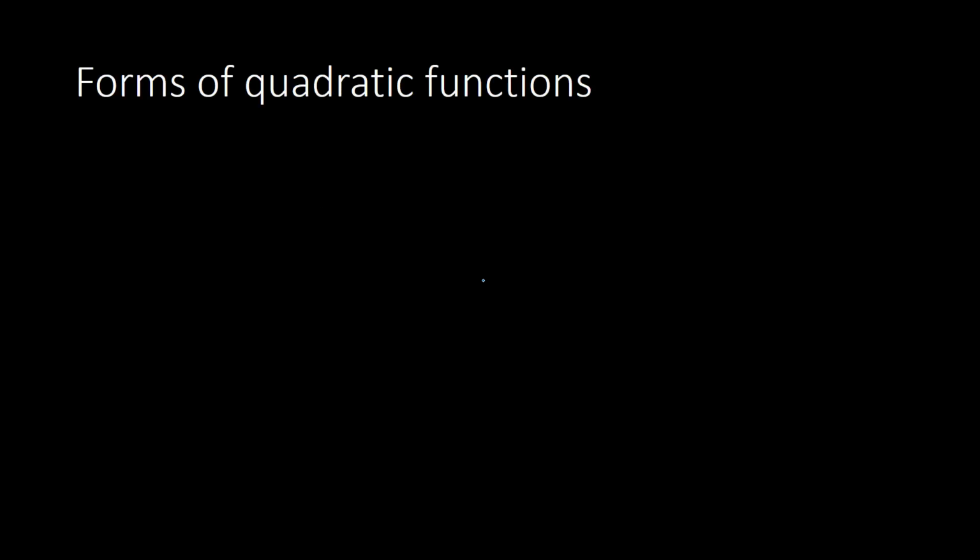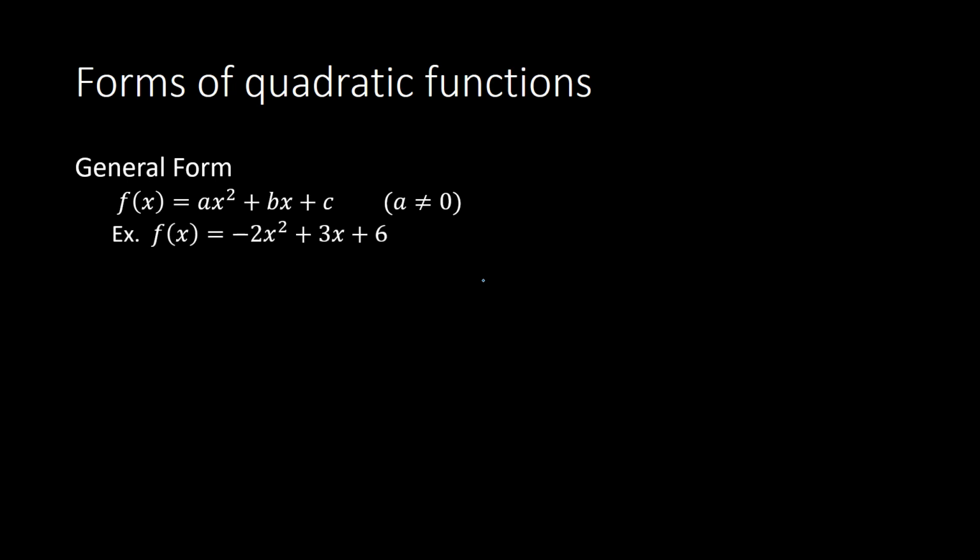So there are different forms of quadratic functions. General form would be along these lines, where you have f of x equals ax squared plus bx plus c. So for example, something like this, where a, b, and c are just numbers. So you have a function equaling negative 2x squared plus 3x plus 6. So notice we have the squared term, then the first power term, and then the constant in descending order. That is general form. But that's not helpful for us in order to graph.